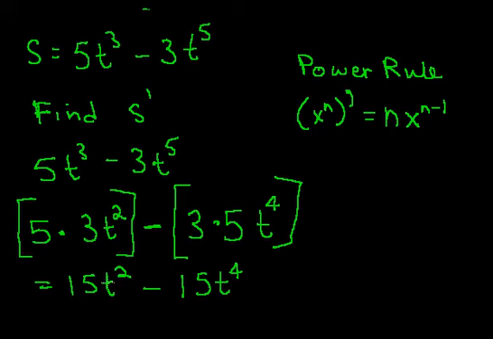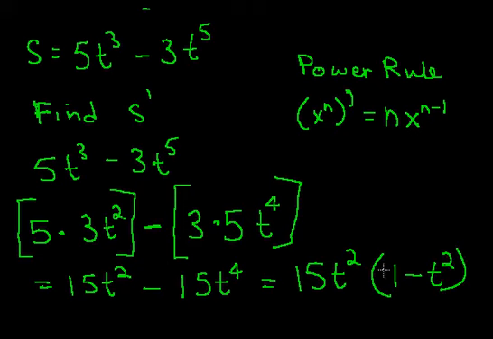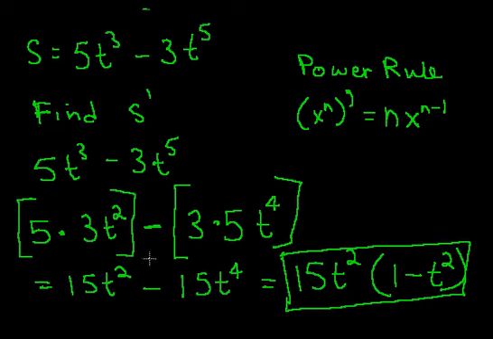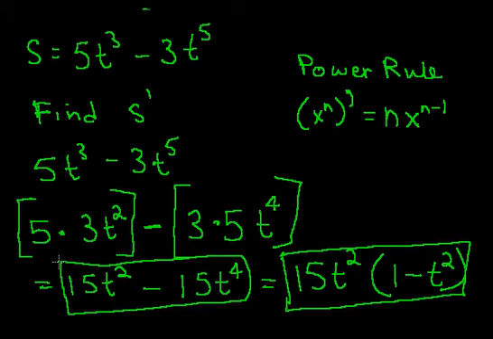But I can also factor out a 15t squared. So you can either leave it like this, or if you want to write it in a better form, and some professors may actually want you to do it like this, you can pull out the 15t squared and then just write 1 minus t squared. And you can see if I multiply 15t squared by 1, that's 15t squared. And then I multiply it by t squared, that's 15t to the 4th. So either of these should be okay. Some professors want it in this way, but both of these are correct.